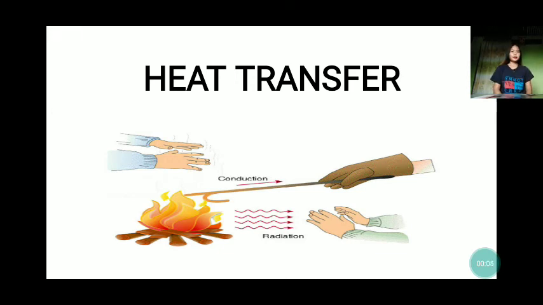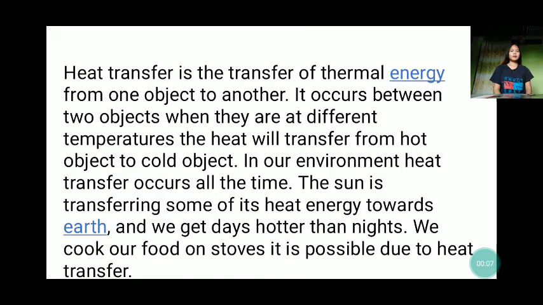I'm going to report about heat transfer. Heat transfer is the transfer of thermal energy from one object to another. It occurs between two objects when they are at different temperatures. The heat will transfer from the hot object to the cold object.